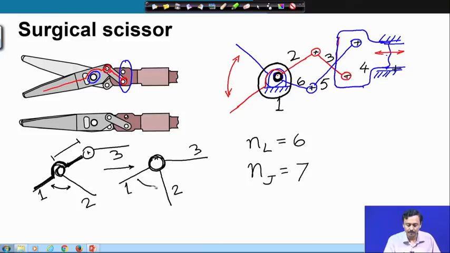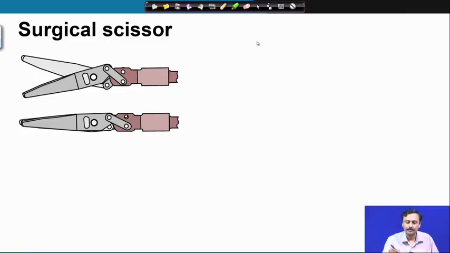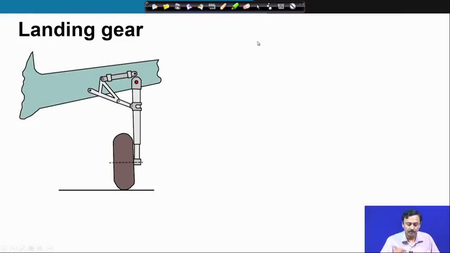So, you have to pair up. So, 1 and 2 and maybe 1 and 3. So, 2 kinematic pairs. Okay. So, that is the kinematic diagram of a surgical scissor. Next we come to this landing gear mechanism which we have seen.